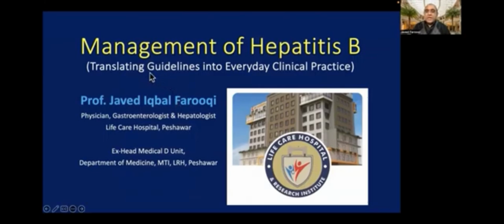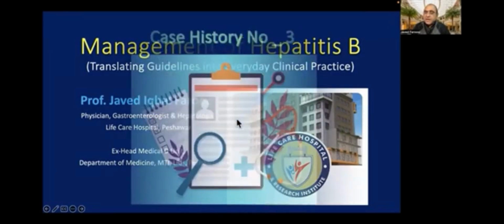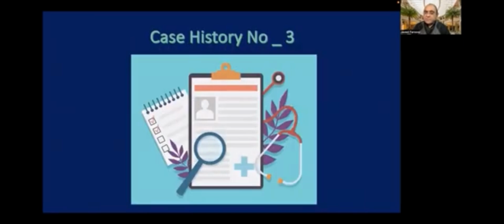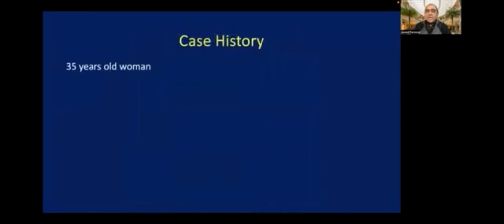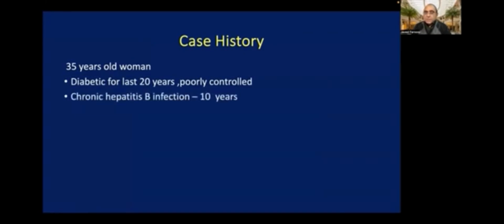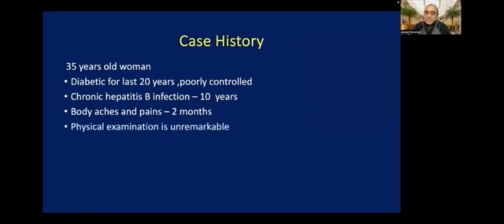We are in the workshop of management of hepatitis B, translating guidelines into everyday clinical practice, and it's the third case history of our workshop. Case history is a 35 years old woman. She is diabetic for the last 20 years and her diabetes is poorly controlled. She has chronic hepatitis B infection for 10 years. She presented with body aches and pains for 2 months. Her physical examination is unremarkable.